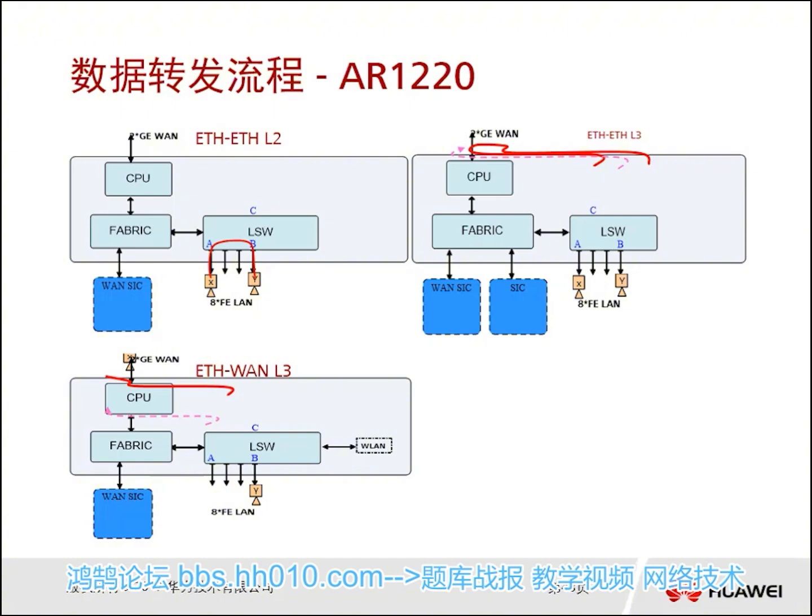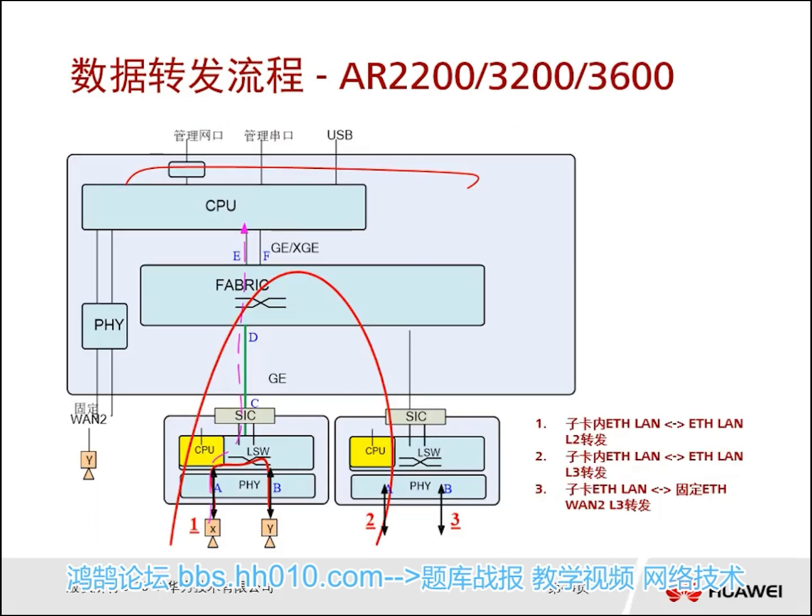Let's take a look at L3 as well as the WAN port we just mentioned. How does it transfer data? At this point, you will need my LSW switching module, and my switching fabric and my CPU collaboratively perform data forwarding processing.